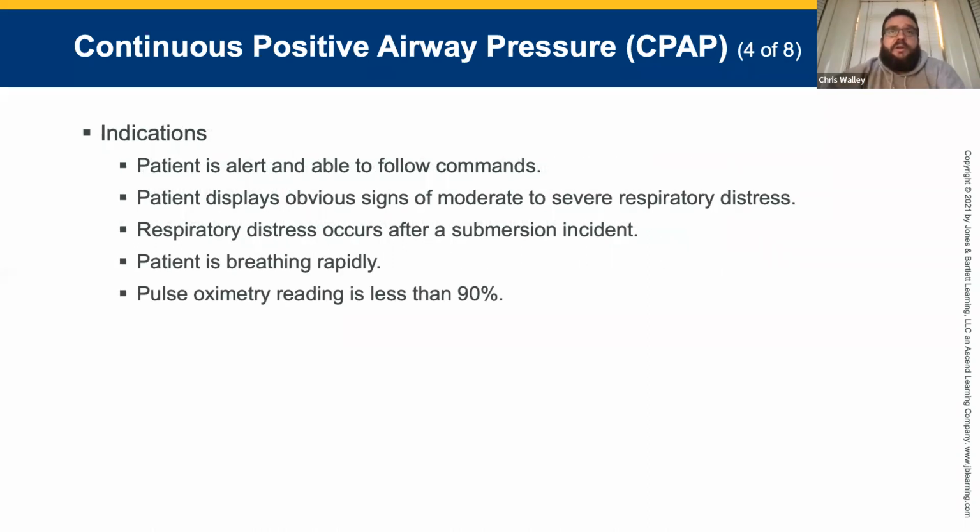So here's some indications of why we want to use CPAP. The patient is alert and able to follow commands. The patient displays obvious signs of moderate to severe respiratory distress, from conditions such as edema and chronic obstructive pulmonary disease, COPD. Respiratory distress occurs after a submersible incident. So if somebody's been pushed underwater, like a drowning, the patient is breathing rapidly, such that it affects overall minute volume, and the pulse oximetry reading is less than 90.